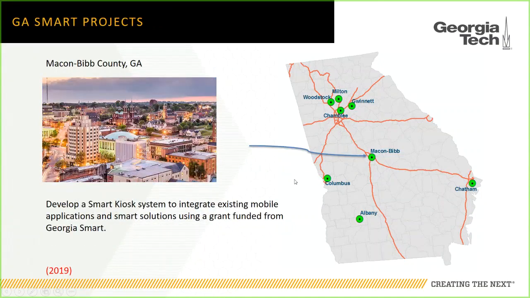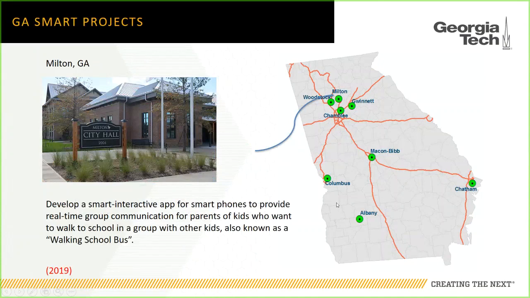And Macon-Bibb County is in this current cohort, and they're looking at deploying smart kiosks across the city for citizen engagement, using wayfinding and other information that needs to be disseminated through these kiosks. And right here in Atlanta, the city of Milton is going to look at the aspect of getting kids to school, the walkability of it, and giving information to parents in real time through an app-based initiative targeting children and access to schools for walkability.